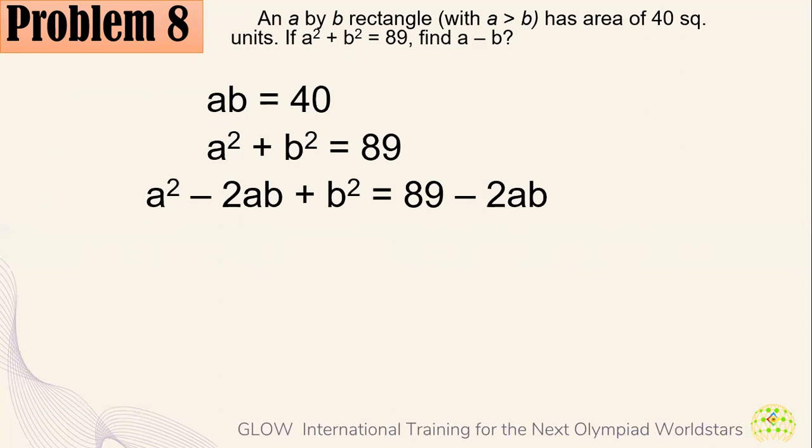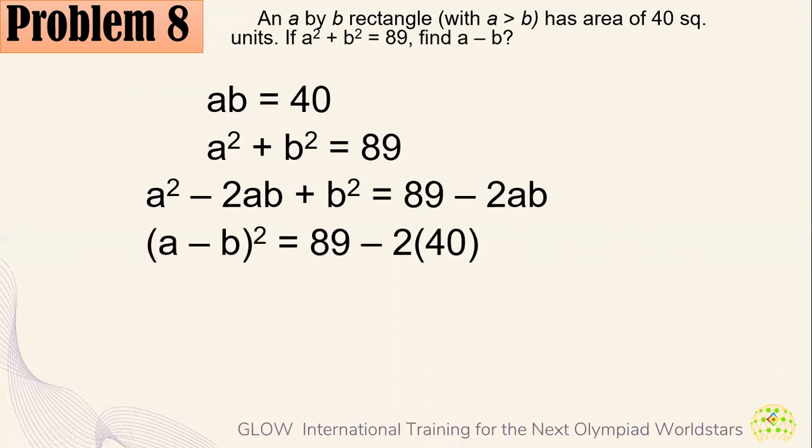And you will know the reason why we subtracted both sides by 2ab. If we subtract both sides by 2ab, in this case, it will become this. A squared minus 2ab plus b squared equals 89 minus 2ab. But we know from the given that ab is 40. And so, we will substitute this ab on the right-hand side. That's why it became 89 minus 2 times 40.